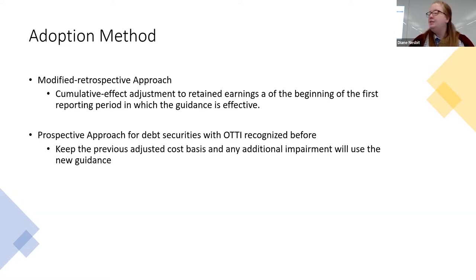But with that, I don't know if there's another polling question or if that's later. There will be. There will be. Okay, another. Just wanted to make sure I didn't miss anything. So I am going to turn it back over to Diane to talk about some of the disclosure requirements for all of these changes.